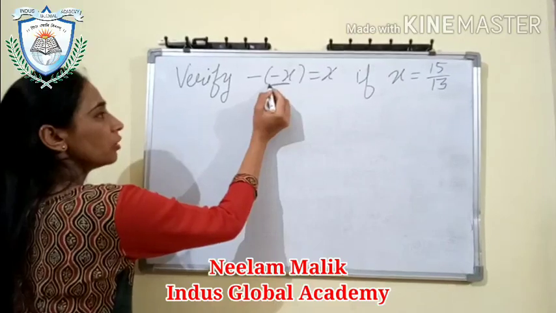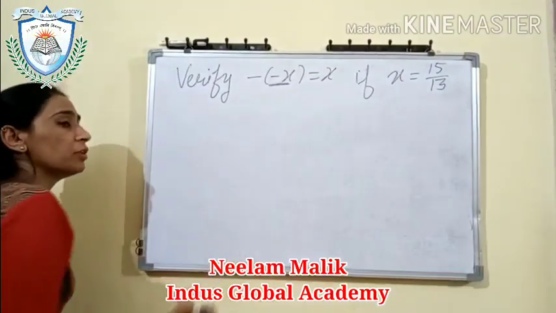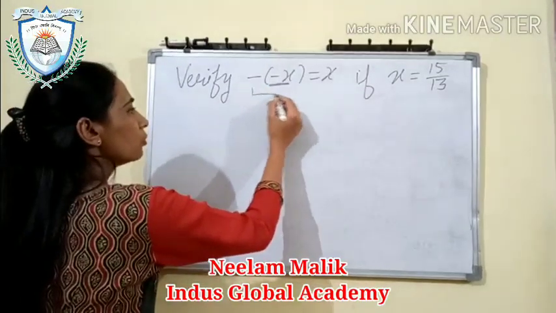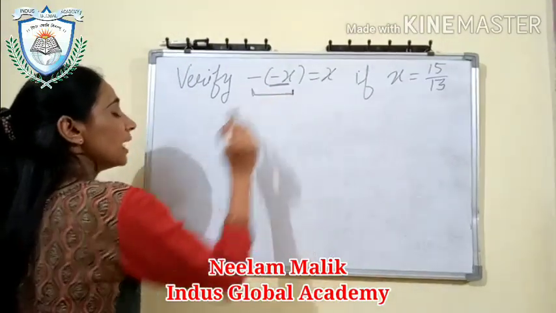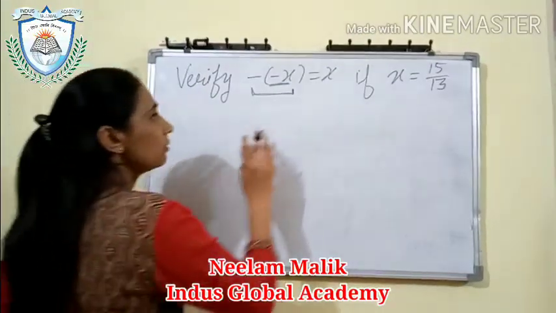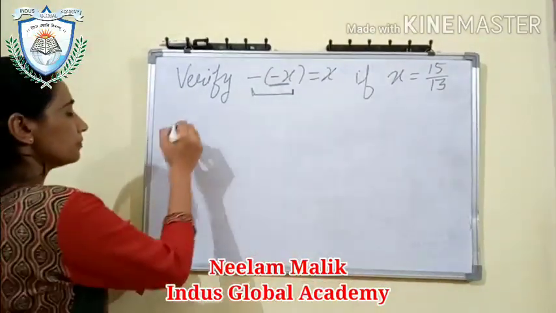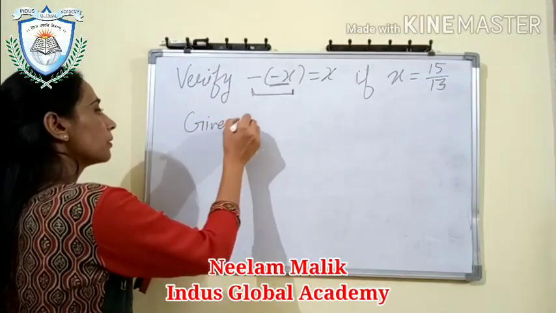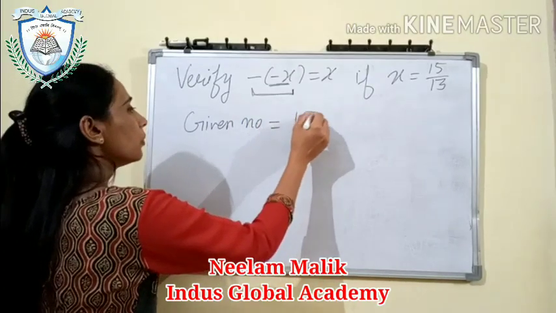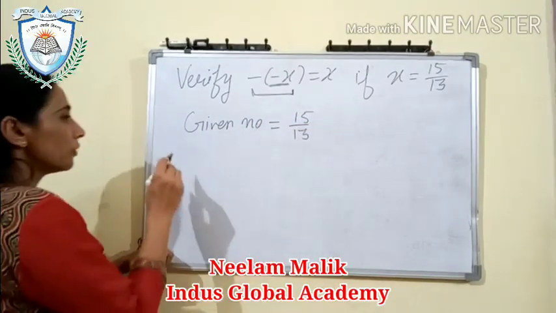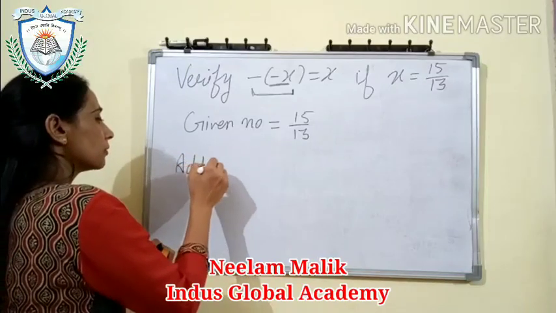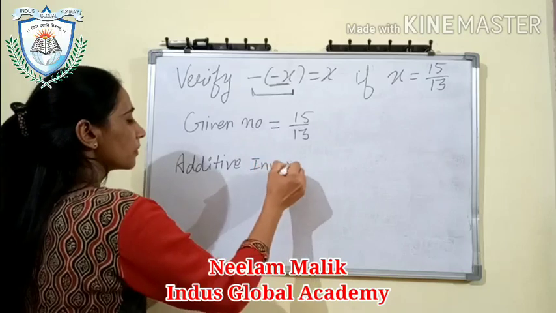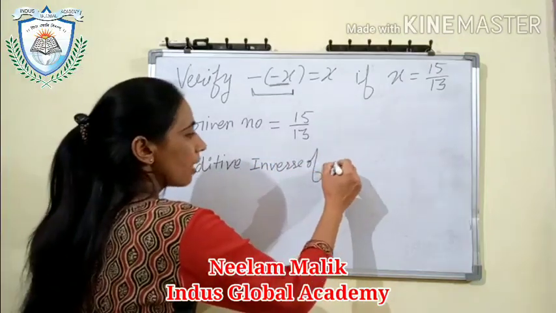So first we will find out the additive inverse of x, because additive inverse of x means we will change the sign, and then we will further find out the additive inverse of that additive inverse. Okay, and we will check that. So first, the given number is 15 upon 30. So additive inverse of x.